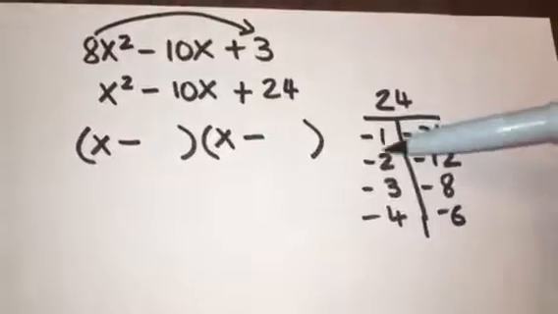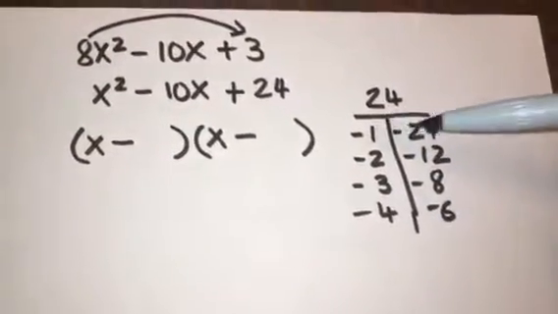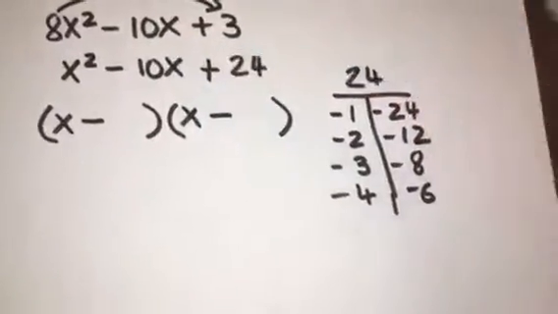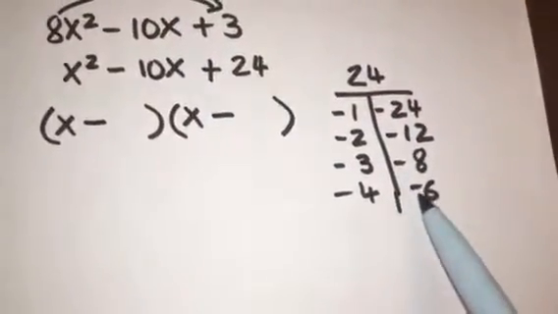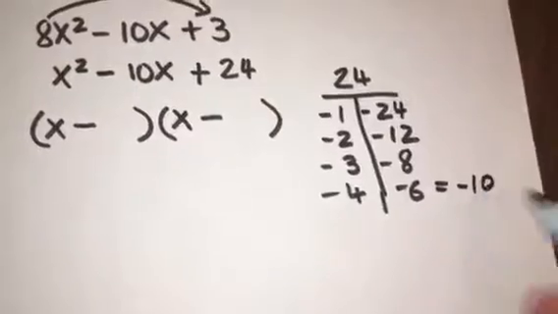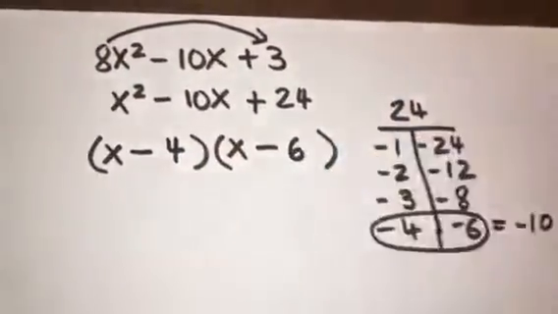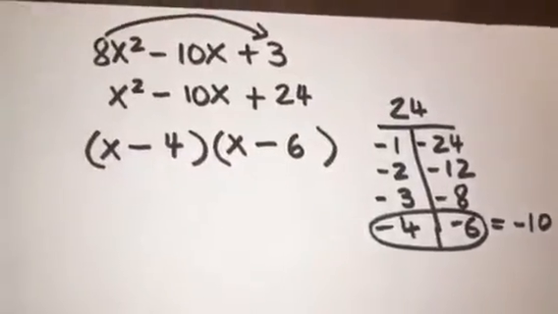So from these pairs here, you're going to choose the ones whose sum is negative 10. So if you see, negative 4 plus negative 6 gives you negative 10. So those are the two numbers that you're looking for: negative 4 and negative 6.